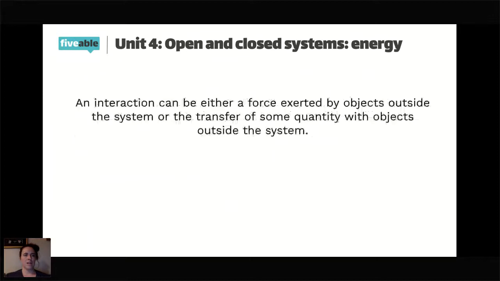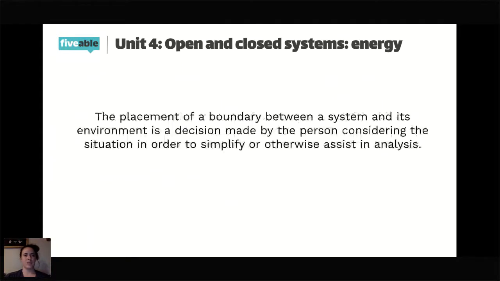All right. So an interaction can be either a force exerted by objects outside the system, like your friend pushes you, or a transfer of some quantity with objects outside of the system. That's like you decide to throw the wheel away. You change your system. The placement of a boundary between a system and its environment is a decision made by you, the person, considering the situation in order to simplify or otherwise assist in analysis.